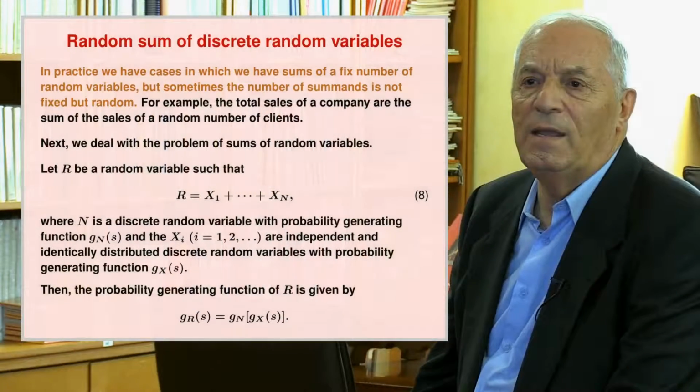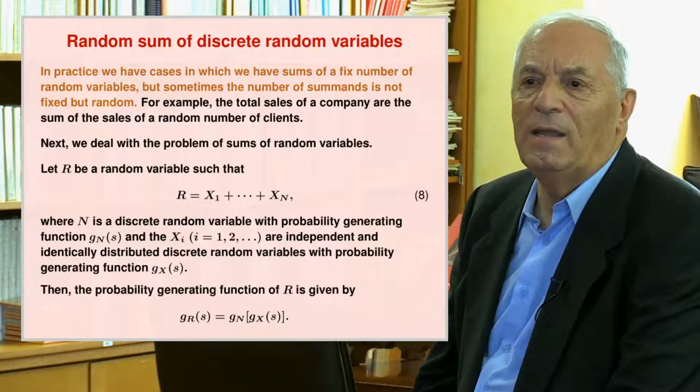In practice, we have cases in which we have sums of a fixed number of random variables, but sometimes the number of terms of the sum is not fixed but random. For example, the total sales of a company are the sum of the sales of a random number of clients. Next, we deal with the problem of sums of random variables when the number of terms is random, but all of them belong to the same family of distributions.